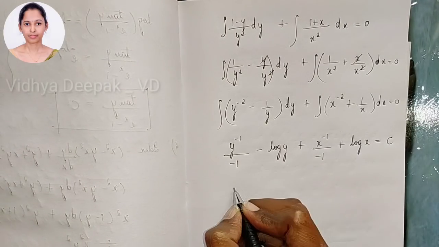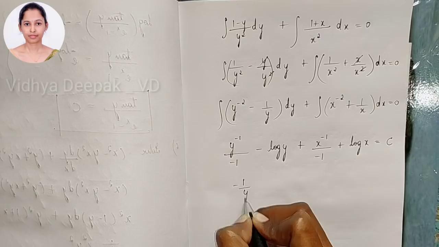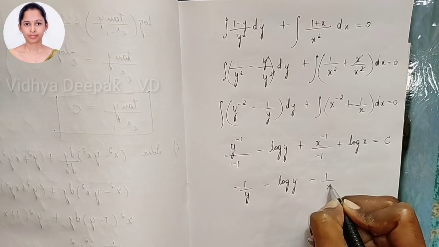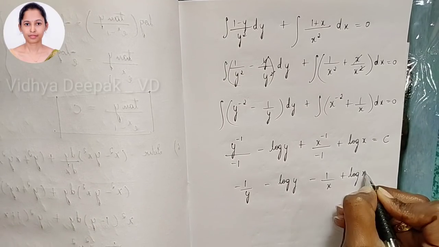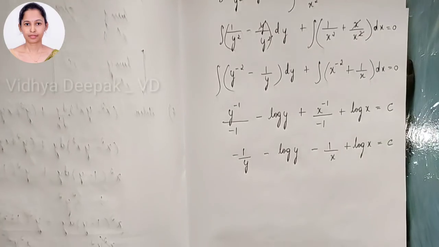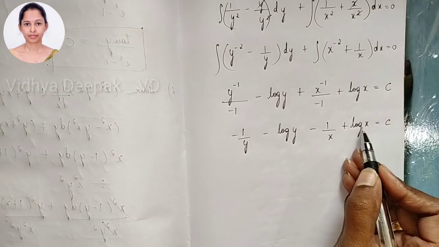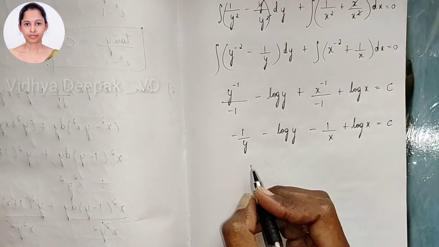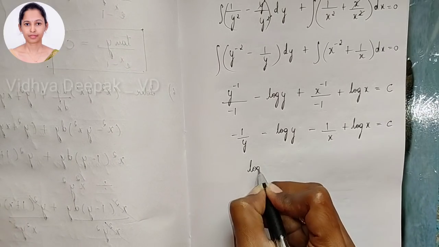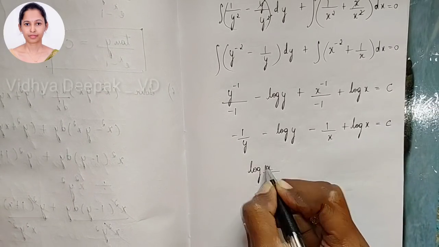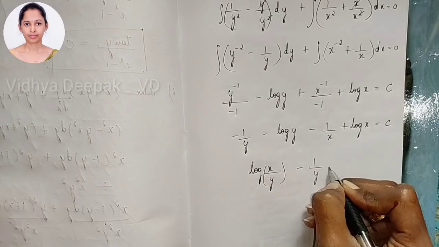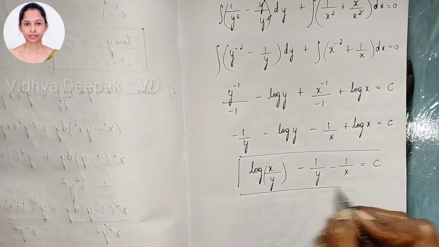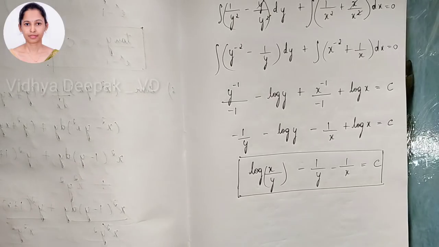So what do you have? We have here minus 1 by y minus log y minus 1 by x plus log x is equal to c. Okay, so now we have log m minus log n. What is log m minus log n? Log m by n, right? So this can be written as log of x by y minus 1 by y minus 1 by x is equal to c, which is our required solution.